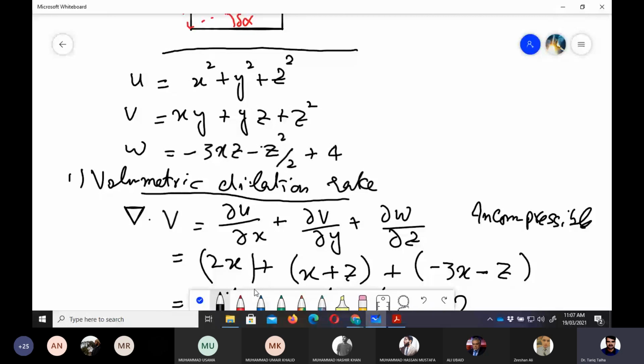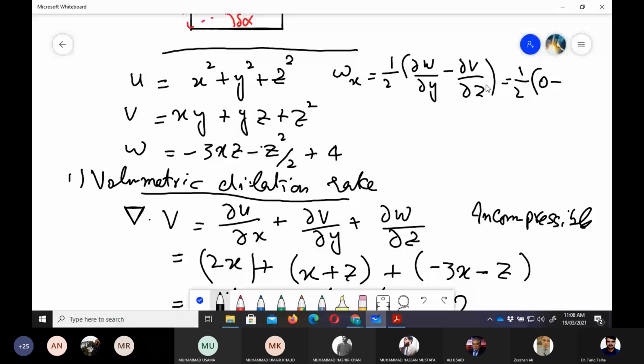Wx would be equal to 1 by 2 partial W by partial Y minus partial B by partial Z. Now, if we see partial W by partial Y, that would be equal to 0. So that would be 0 minus partial B by partial Z. It would be equal to Y plus 2Z.